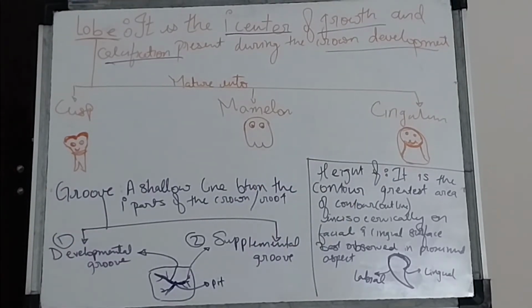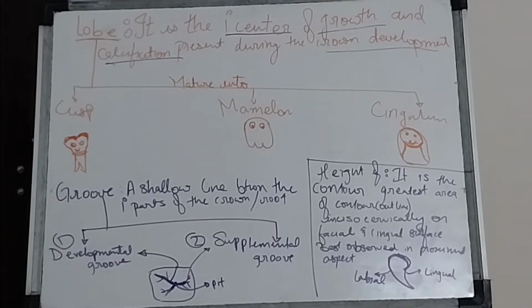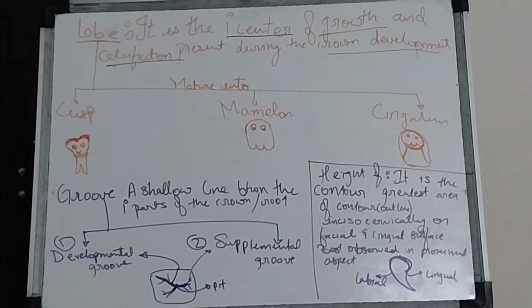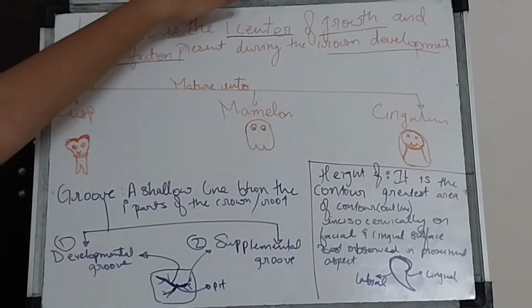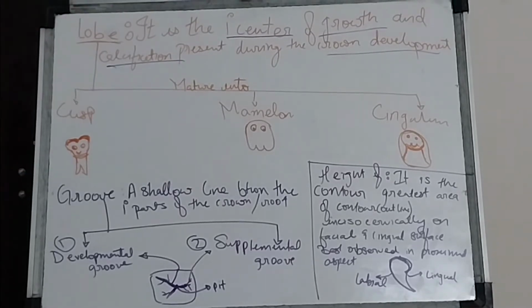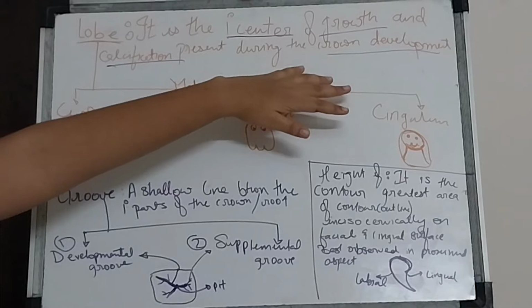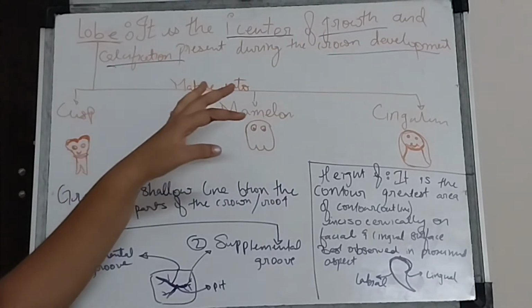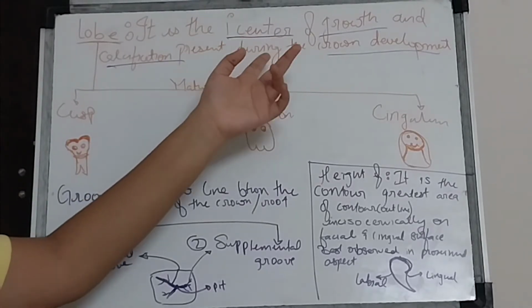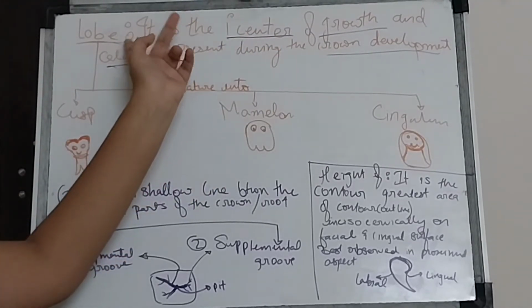What do you understand by this? So we understand that the main elevations, basically the cusps, that is the major parts, the bulge parts, are formed by this lobe.